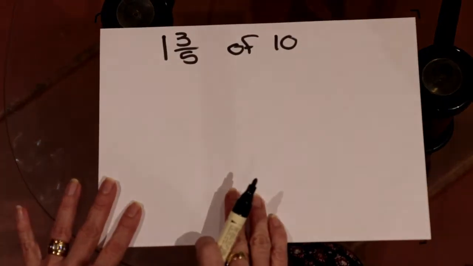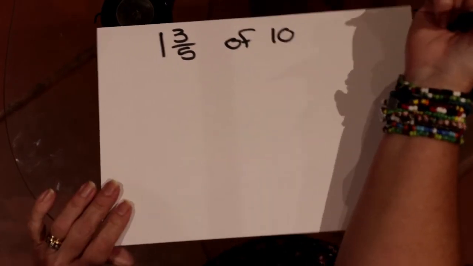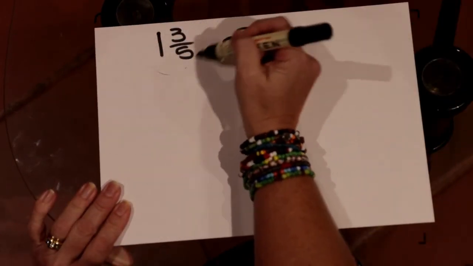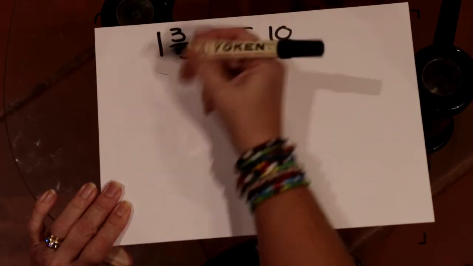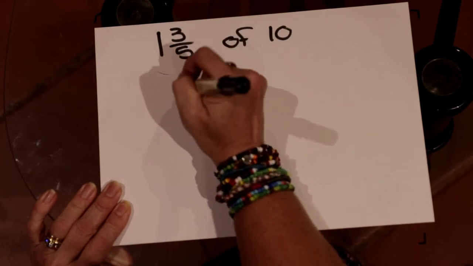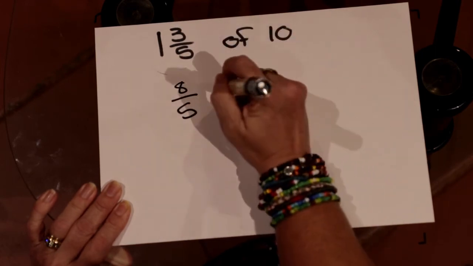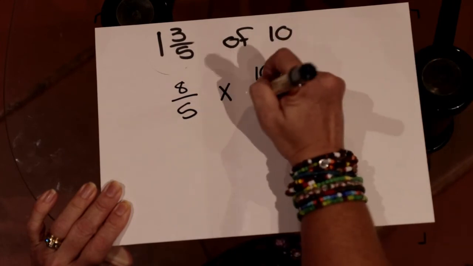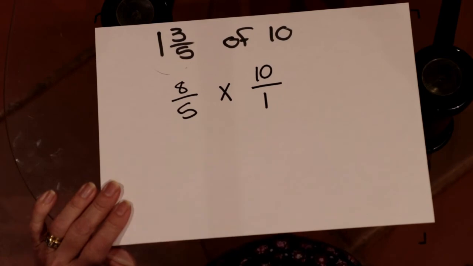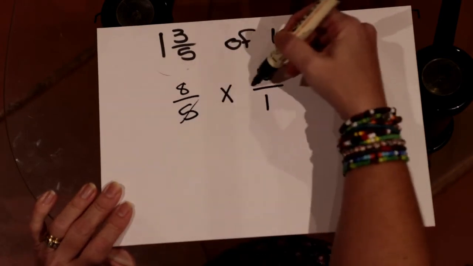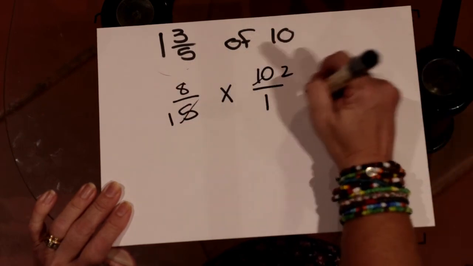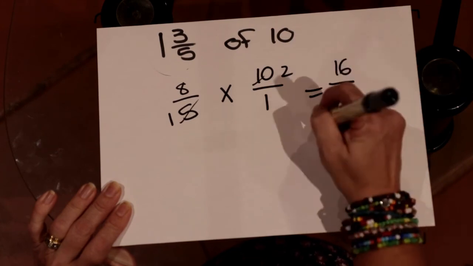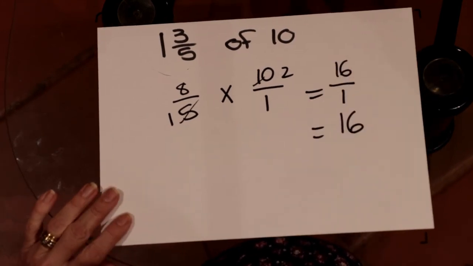Something else that you've never done before, but that you'll be able to do using this method now, is times a mixed number by a whole number. So I'm first going to change that mixed number to an improper fraction, like we learned last week. 1 times 5 is 5, plus 3 is 8 over 5. Instead of the "of", we write times, and we write that as 10 over 1. So that is my new sum now. I can cross cancel. 5 goes into 5 once, 5 goes into 10 twice. 8 times 2 equals 16. 1 times 1 equals 1. And my final answer is 16.